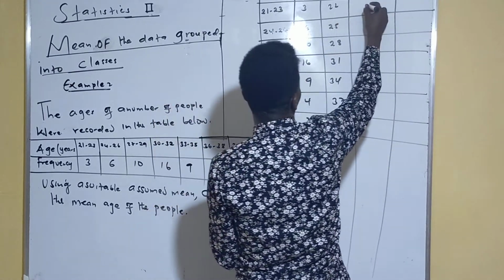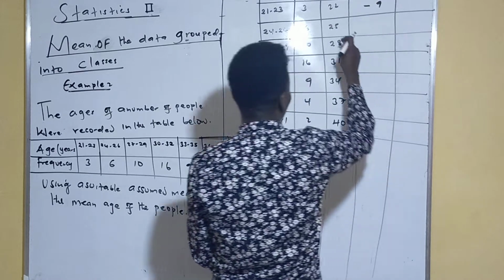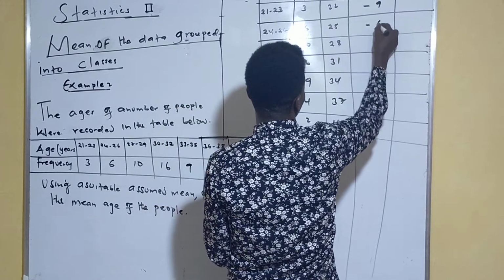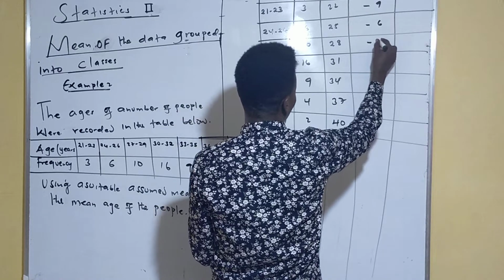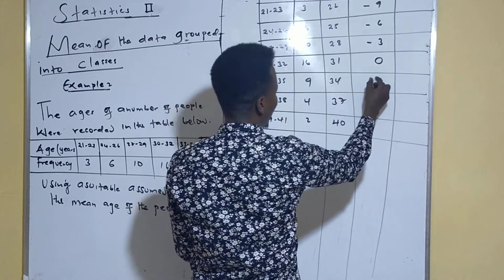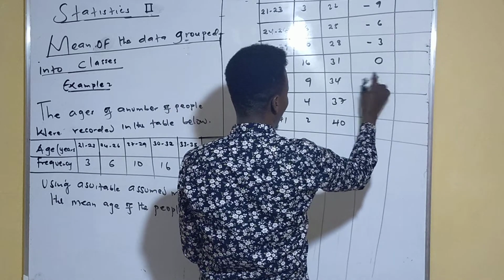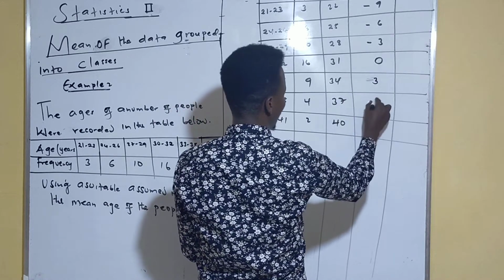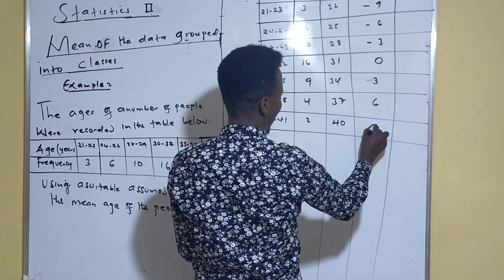So that 1 minus this one is negative 9. That 1 minus this one is negative 6. That 1 minus this one is negative 3. That 1 minus that 1 is what? 0. That 4 minus that 1 is what? 3 positive. 6 here, minus that 1, 9.